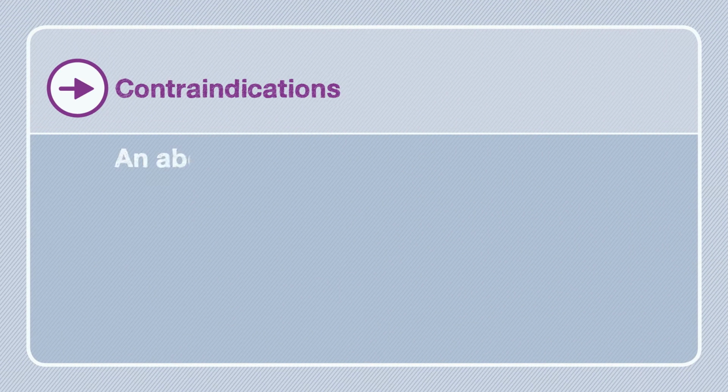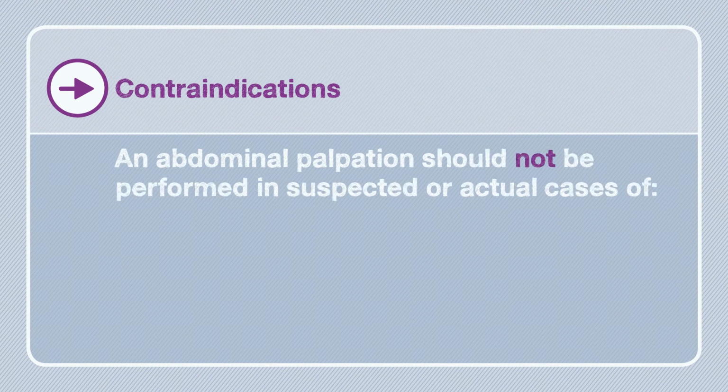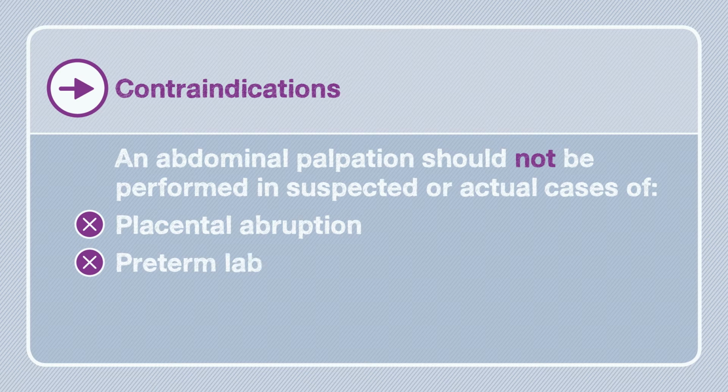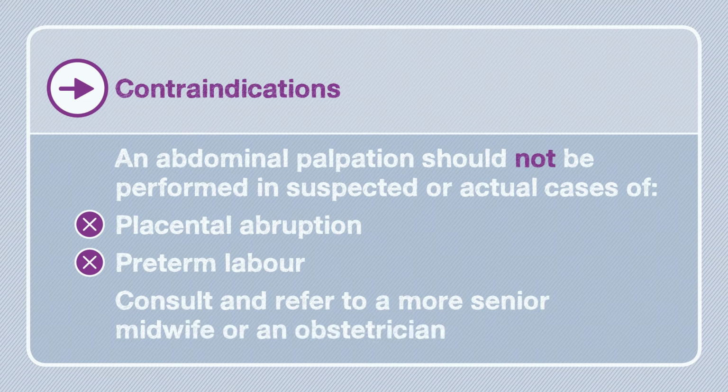Contraindications. Please note that an abdominal palpation should not be performed in suspected or actual cases of placental abruption, where a woman presents with vaginal bleeding or a tender uterus, nor should it be performed in suspected cases of preterm labour, as the uterus can be stimulated during examination and further exacerbate the condition. In either case, consult and refer to a more senior midwife or an obstetrician.